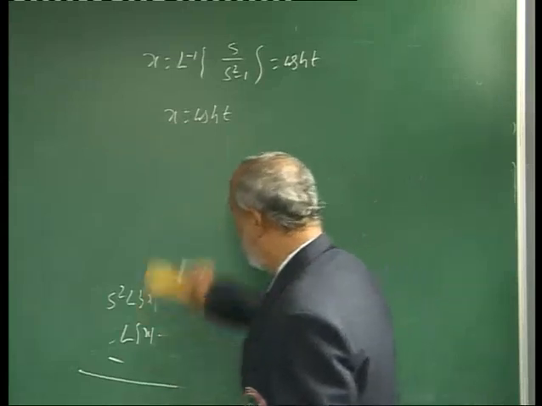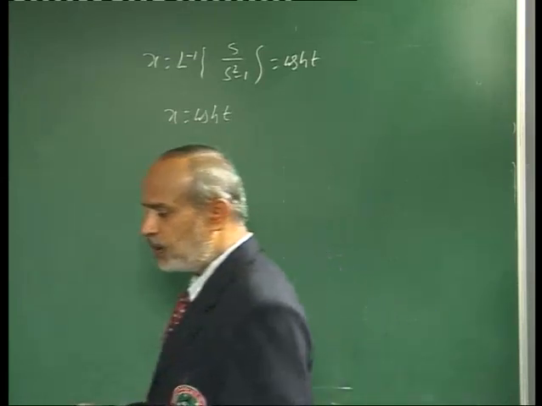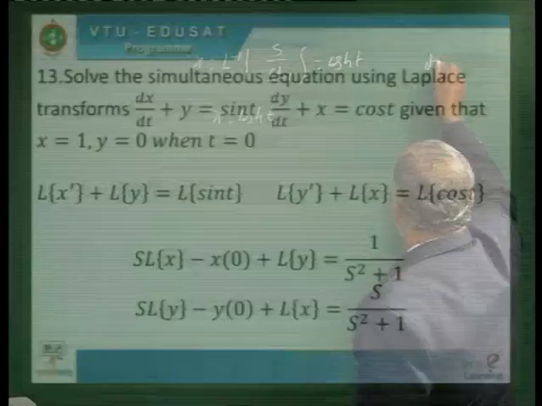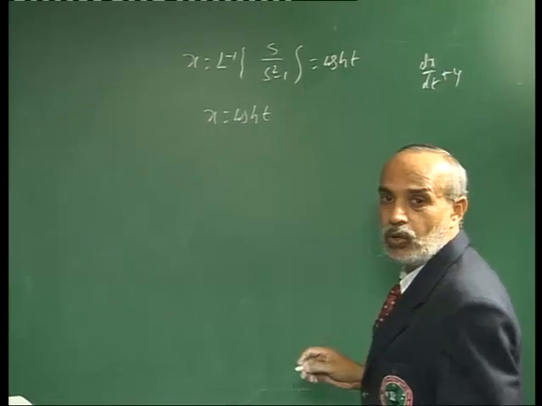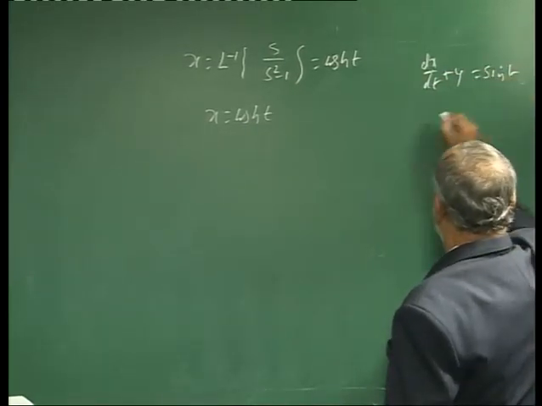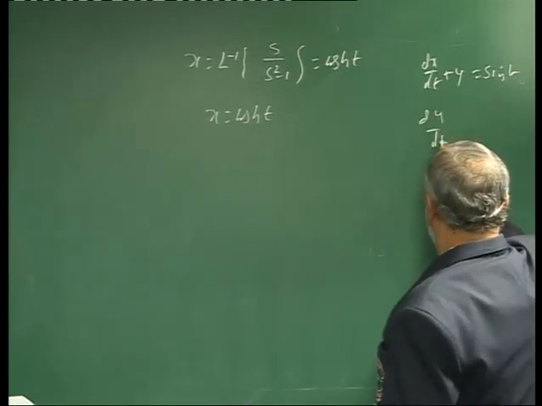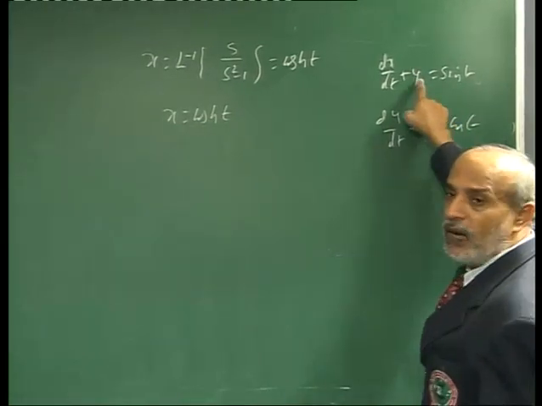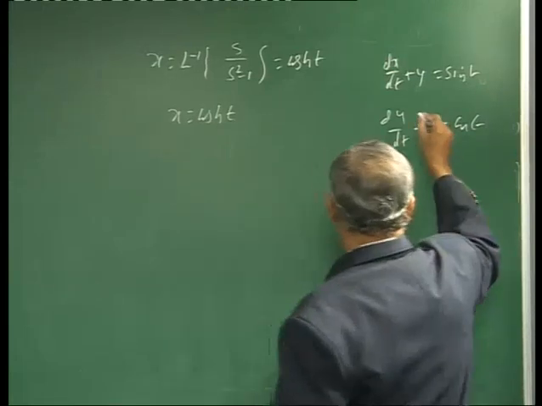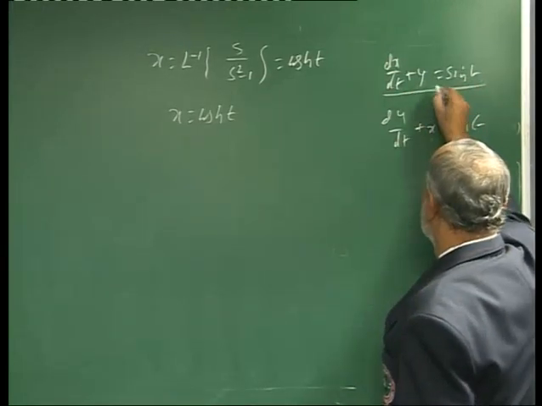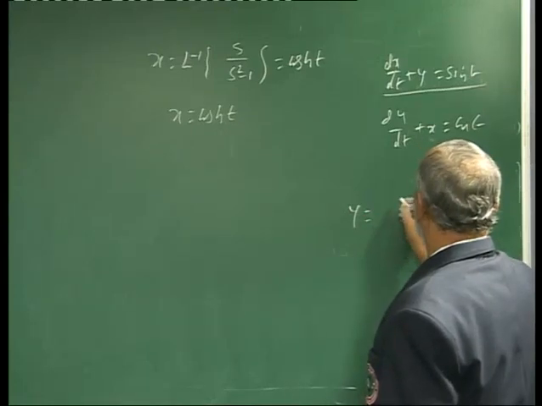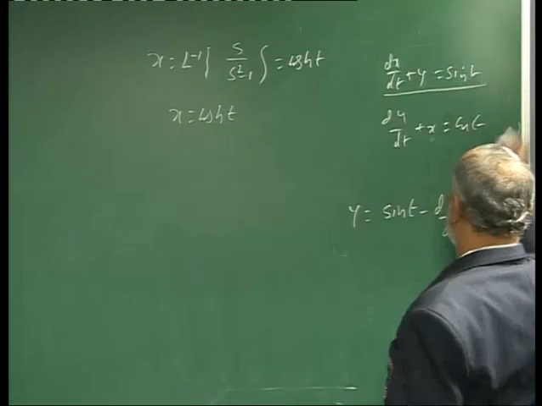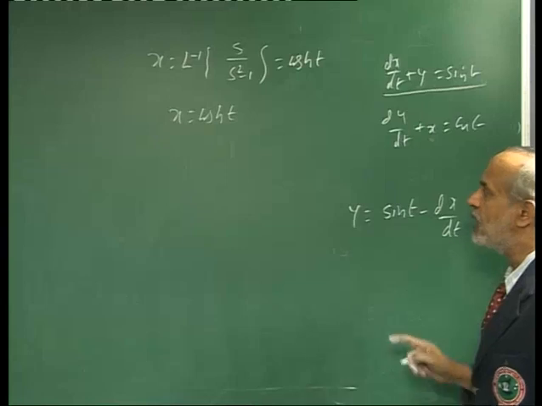You can differentiate with respect to t here. Before that, two equations are there: dx by dt plus y is equal to sin t, and dy by dt plus x is equal to cos t is the given problem. You know the x value, now you have to find out the y value. You can use this equation. What you get? y is equal to sin t minus dx by dt.